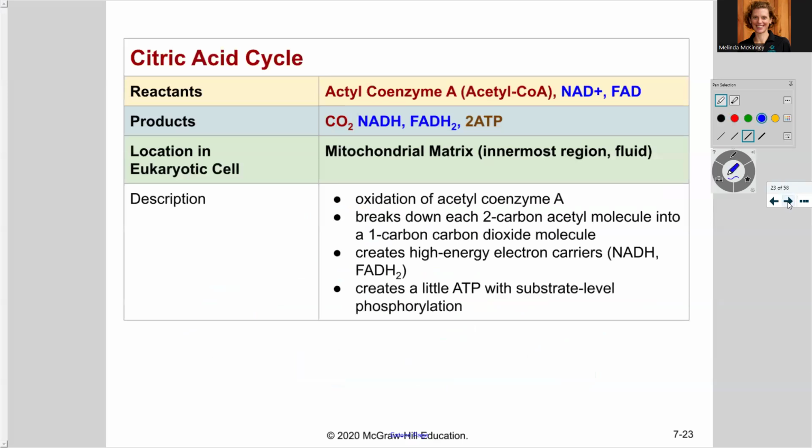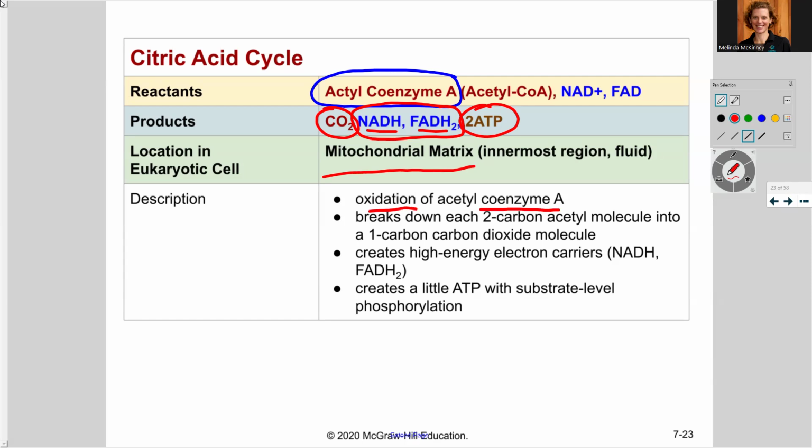So the summary slide, we start with acetyl coenzyme A. We end with 2 more molecules of carbon dioxide, electron carriers NADH and FADH2, and 2 ATP. This occurs in the mitochondrial matrix. We're oxidizing acetyl coenzyme A, so we're taking energy out. We're creating 2 molecules of carbon dioxide. We're creating electron carriers and a little ATP.